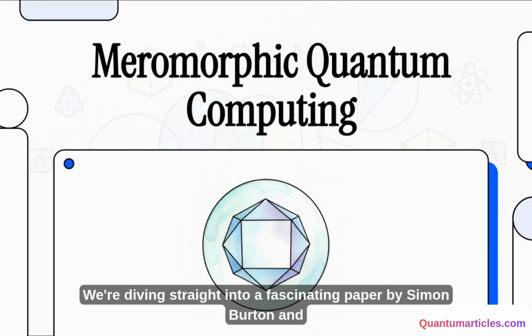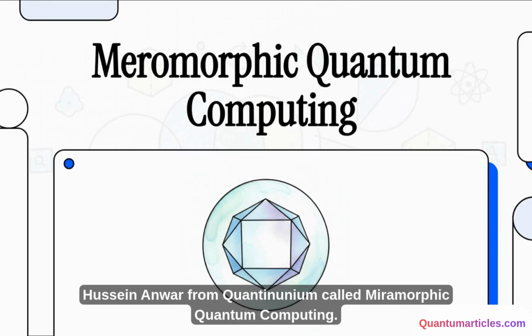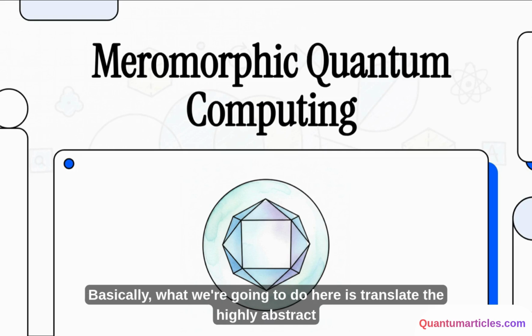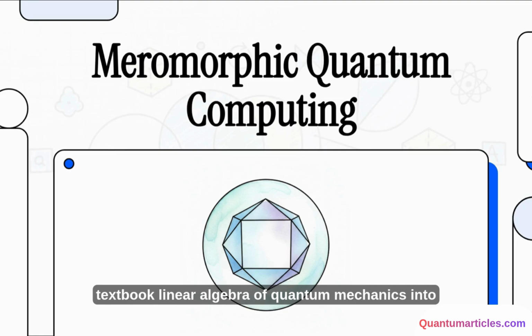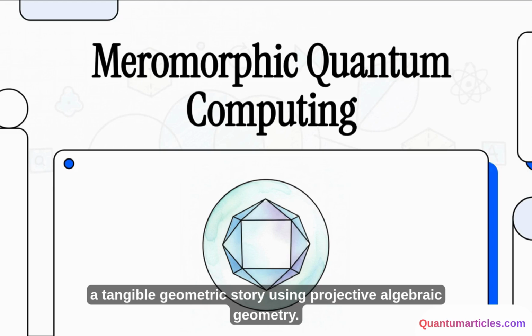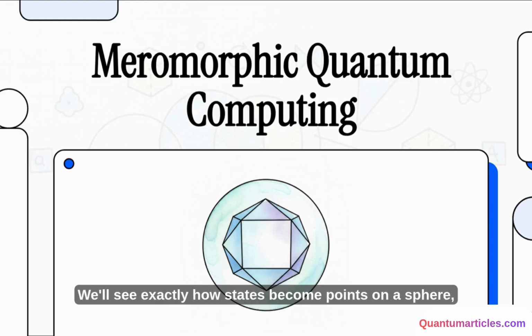Welcome to The Explainer. We're diving straight into a fascinating paper by Simon Burton and Hussein Anwar from Quantinuum called Meromorphic Quantum Computing. Basically, what we're going to do here is translate the highly abstract textbook linear algebra of quantum mechanics into a tangible geometric story using projective algebraic geometry. We'll see exactly how states become points on a sphere, and get this, how polynomials can actually fix quantum errors.